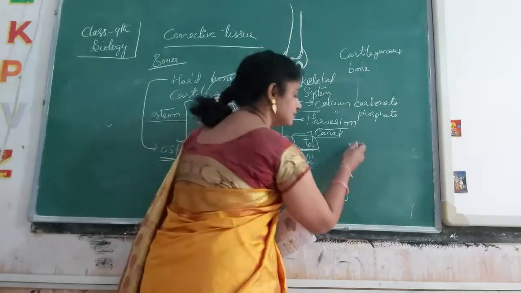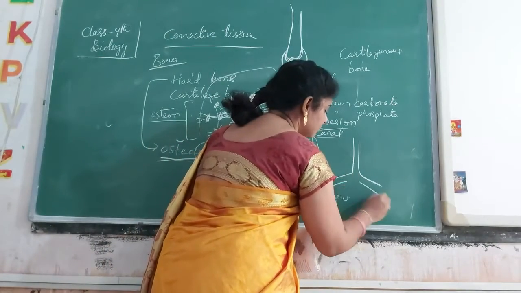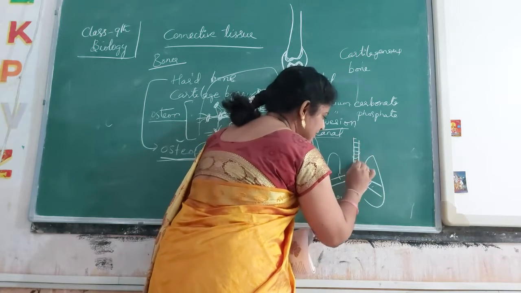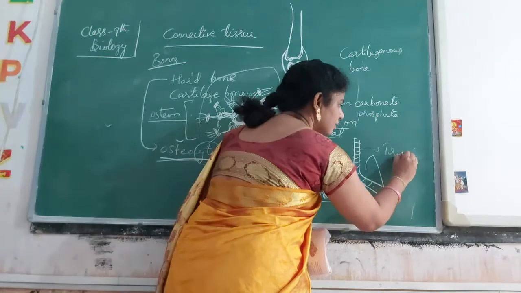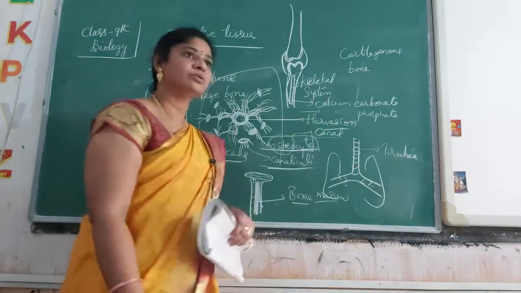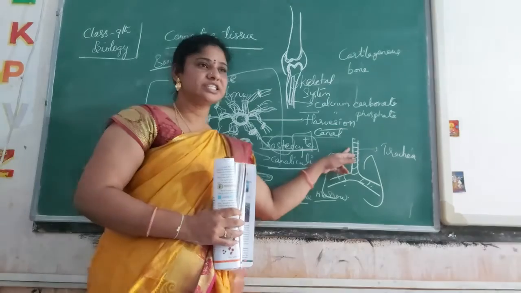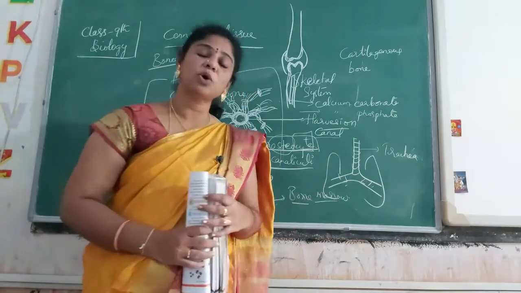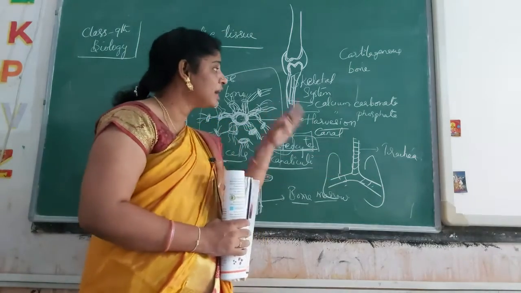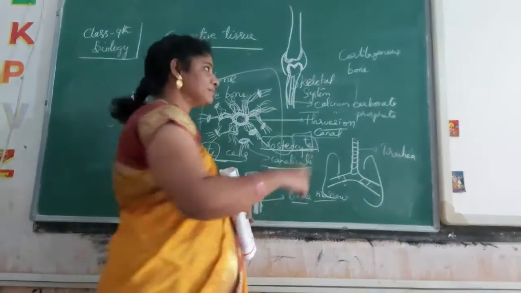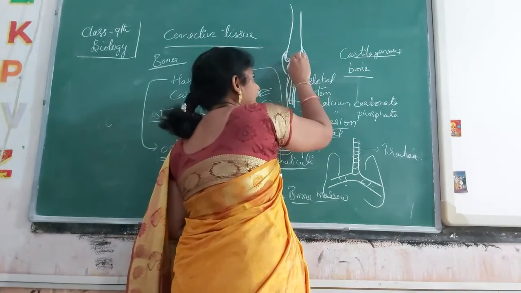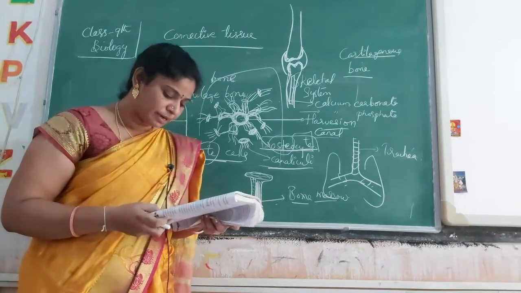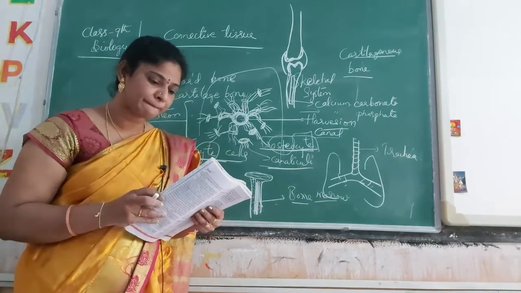Trachea is part of the respiratory system. Once you go through the respiratory system, these are the lungs. C-shaped rings are present in the trachea. The trachea contains C-shaped rings, and even the bronchi are also made up of cartilaginous bone. The tip is also made up of cartilaginous bones, and joints are also made up of cartilaginous bones.